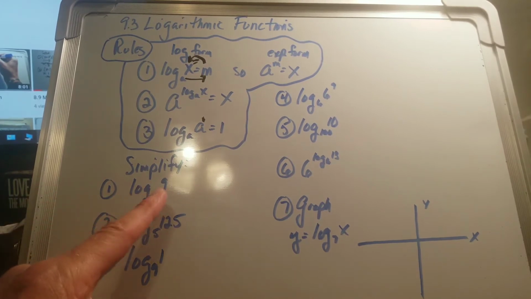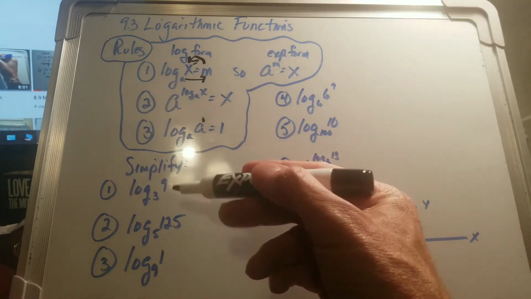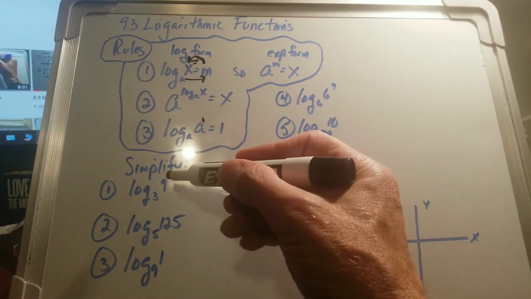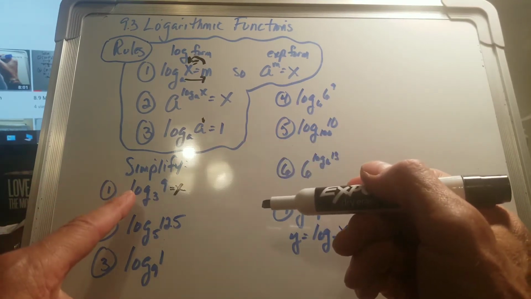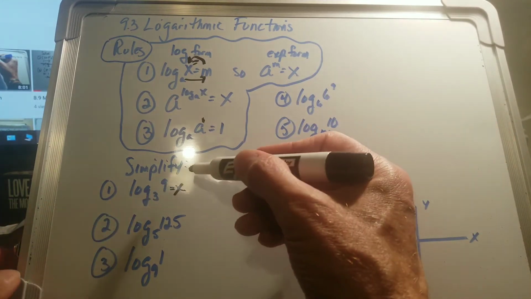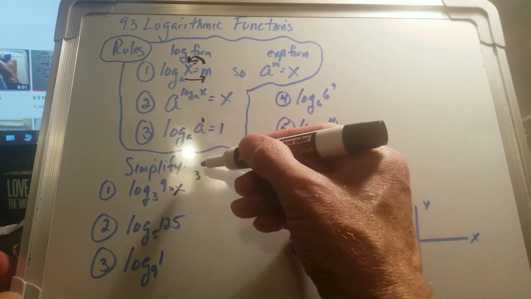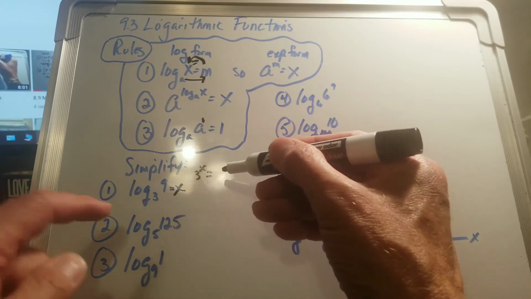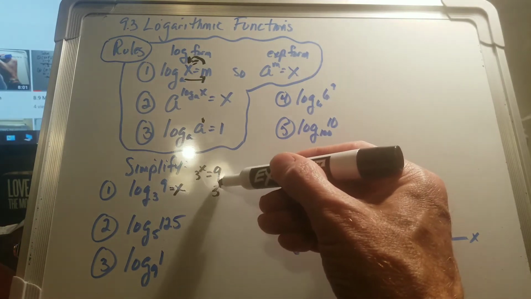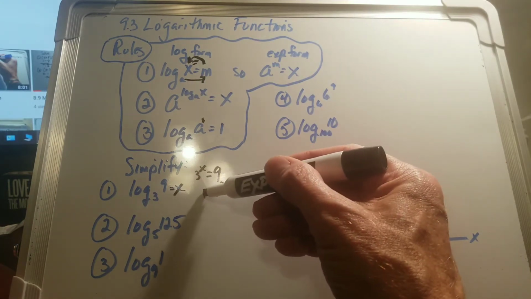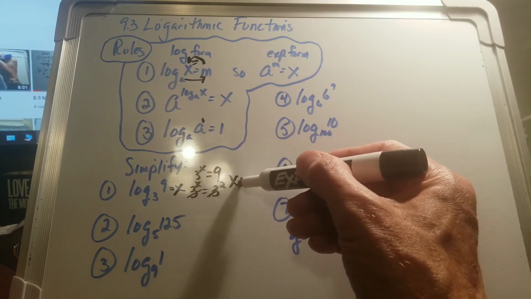If you have this right here, and by the way, there's more than one way to do these, it doesn't say it's equal to anything, so you can put down equals x. This is in log form, converted to exponent form: 3 to the x equals 9. Now the 9 can be converted to 3 to the second power. Since the two bases are the same, x equals 2.